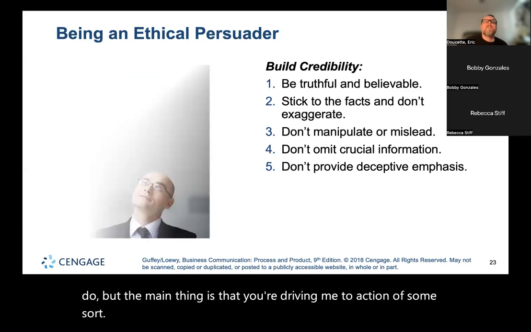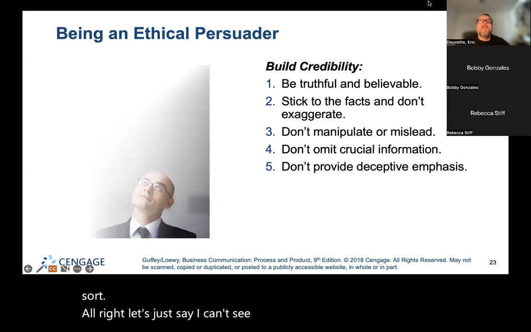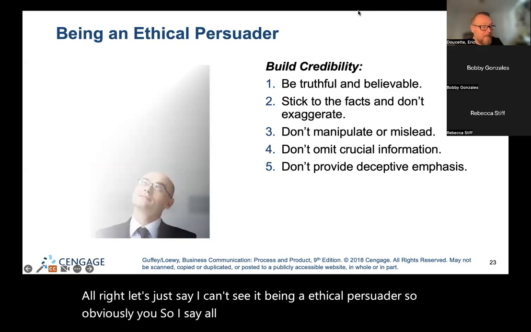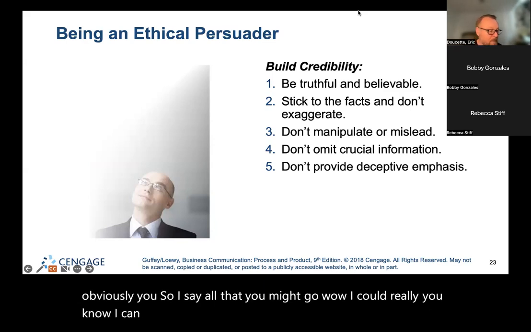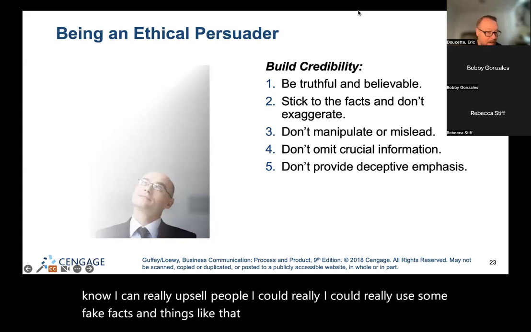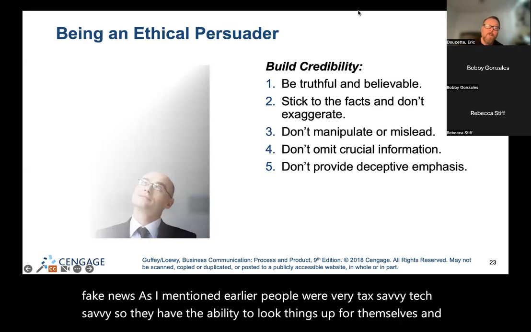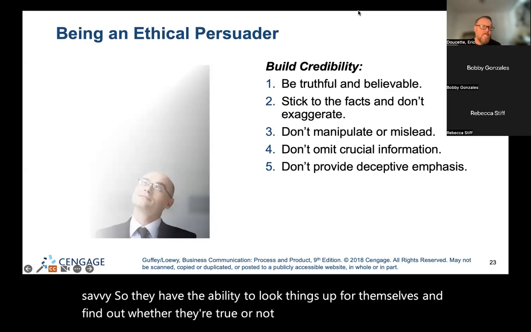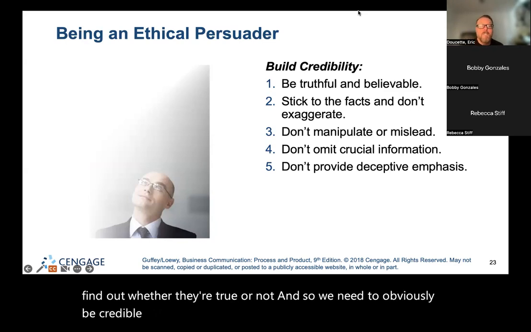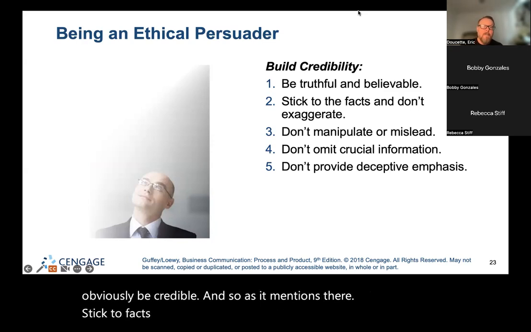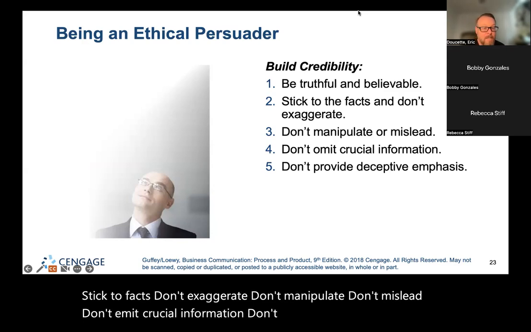All right. Let's talk about being an ethical persuader. I say all that, you might go, oh wow, I could really upsell people, I could really use some fake facts and things like that. But of course, we live in the era of fake news. As I mentioned earlier, people are very tech savvy, so they can look things up for themselves and find out whether they're true or not. And so we need to be credible. As it mentions there, stick to facts, don't exaggerate, don't manipulate, don't mislead, don't omit crucial information, don't provide deceptive emphases and stuff like that.